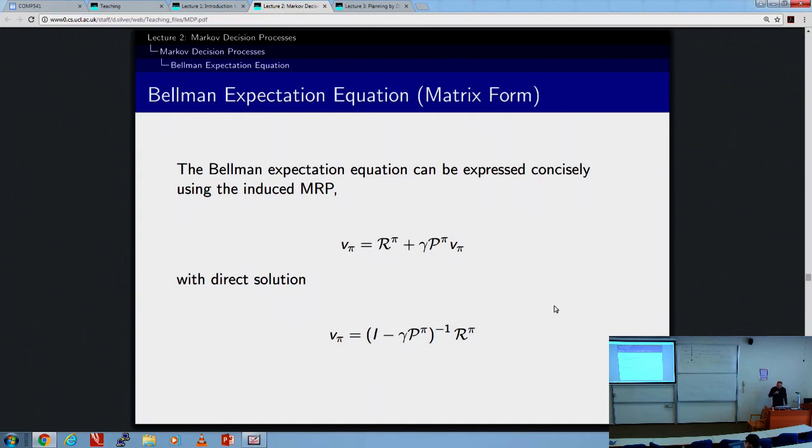Again, just like we did last time, there's a matrix form of these equations. Once you incorporate pi into the picture, you can get R pi and P pi and turn this whole thing into an MRP and solve it just like we solved the MRP, by inverting this matrix.